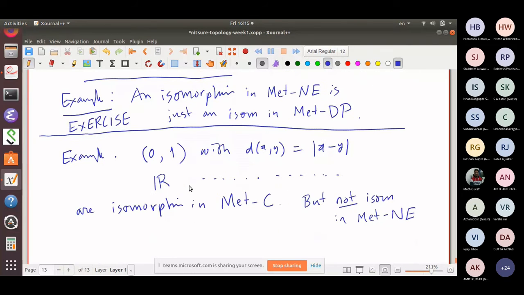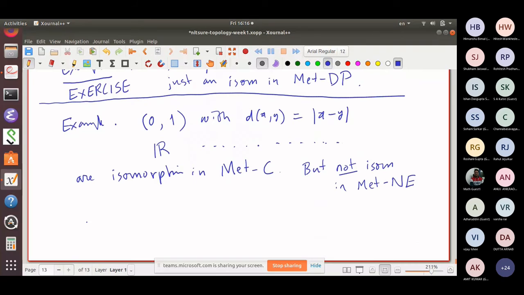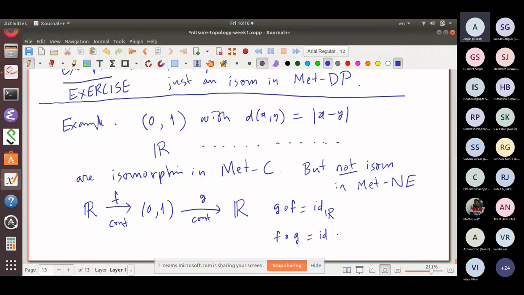But these are isomorphic in MET C, which means there's a continuous map F from R to (0, 1), continuous, and there's a continuous map G from there into R, again continuous, so that G∘F is the identity on R and F∘G is identity on (0, 1). Can you give such maps?